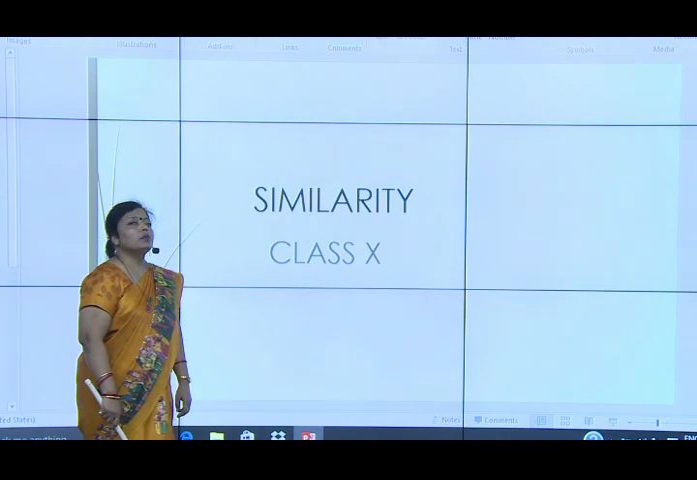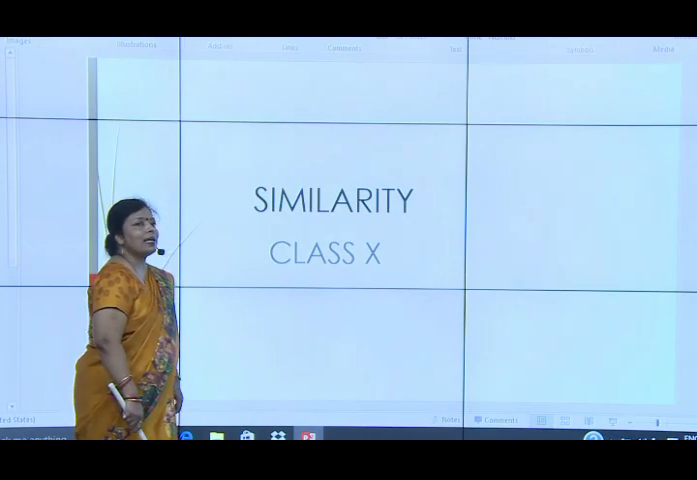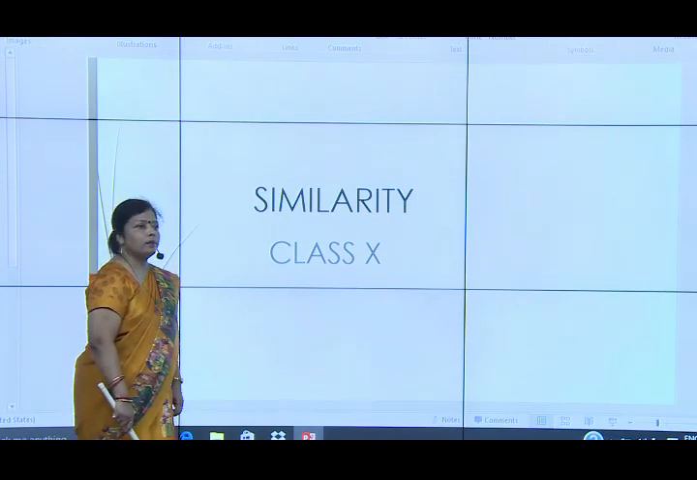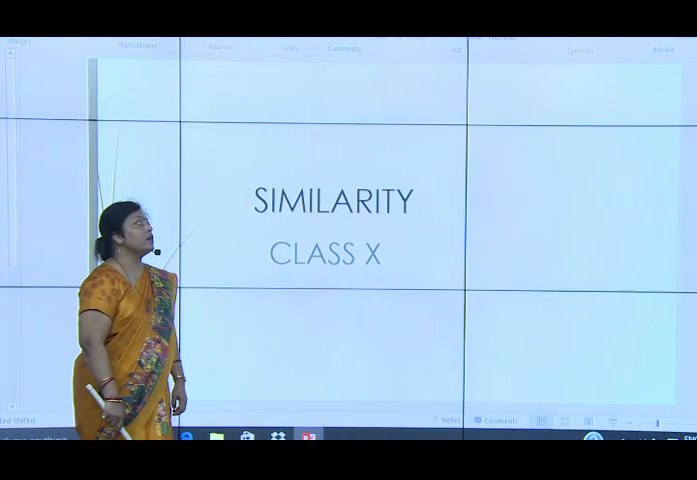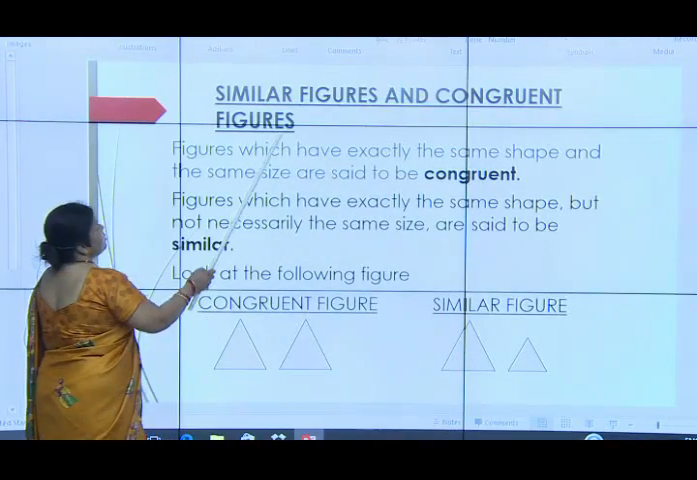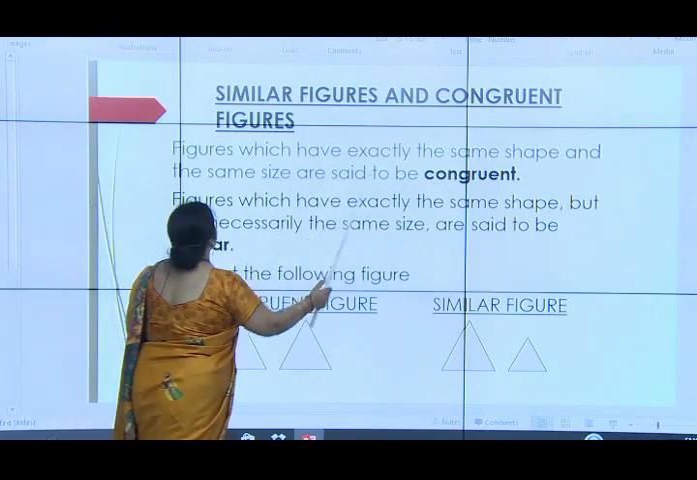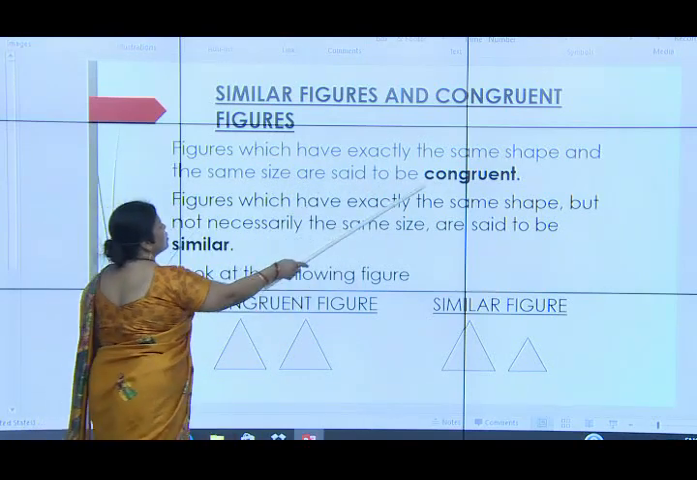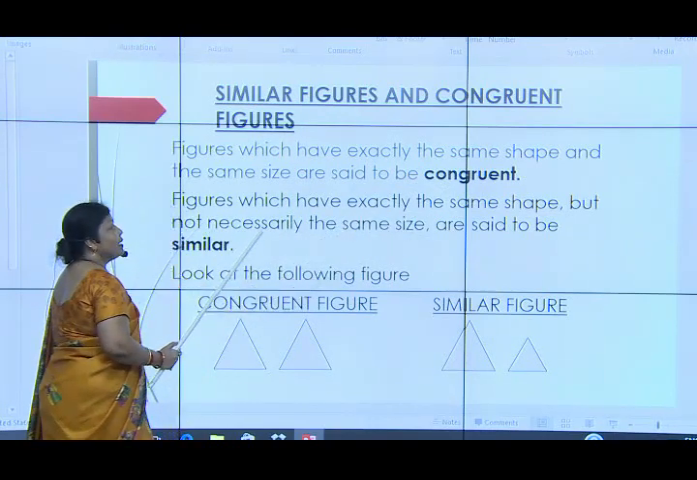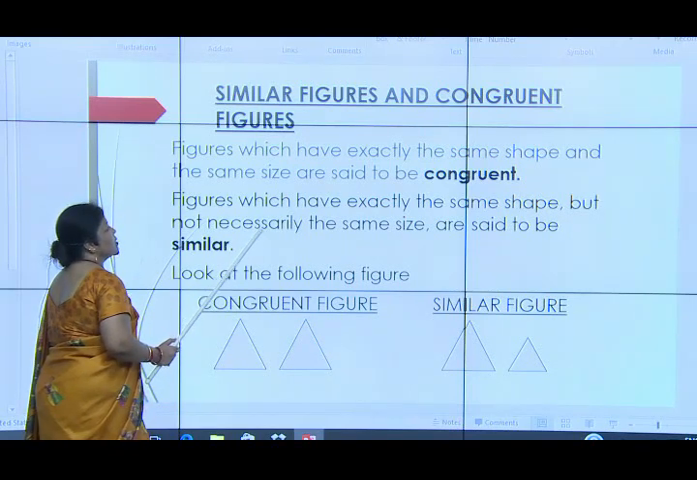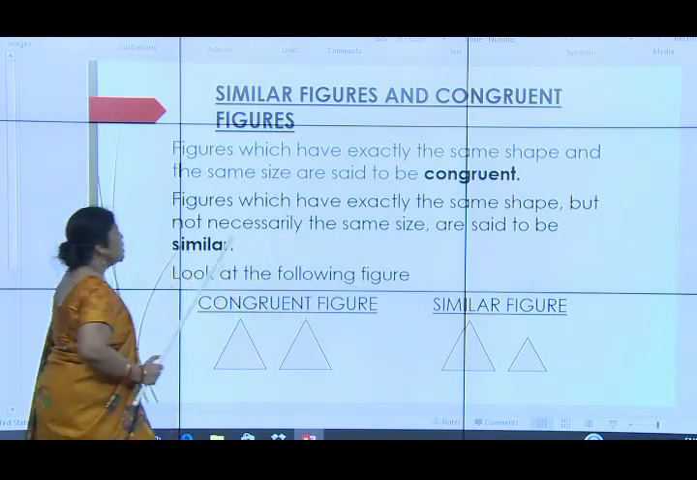Today we are going to study similarity, that is, if the figures are not exactly the same in shape. They are the same in shape but they may not be the same in size, then the figures are said to be similar. Similar figures and congruent figures. Figures which have exactly the same shape and the same size are said to be congruent. Figures which have exactly the same shape but not necessarily, children, this is important, not necessarily the same size, it may not be the same size also, are said to be similar.